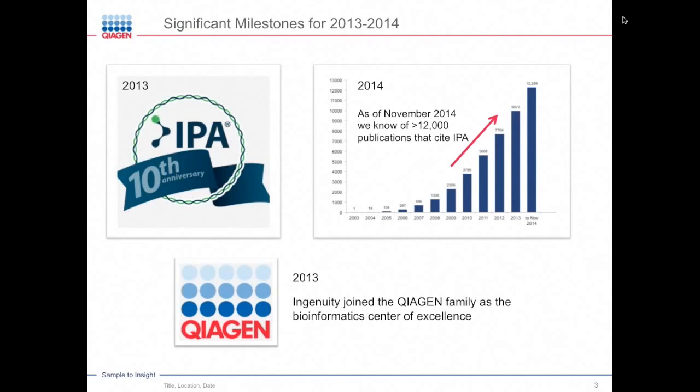So a little background on Ingenuity or IPA. It's been around about 11 years, IPA has, and 2013 was our 10-year anniversary. Something we're proud of as a company is just how many people have published using IPA. So in the methods or in the paper, they'll mention that IPA was used for the analysis of data, and that's over 12,000 publications now. And in 2013, we joined QIAGEN, as did CLC Bio, which we'll talk about in a minute.